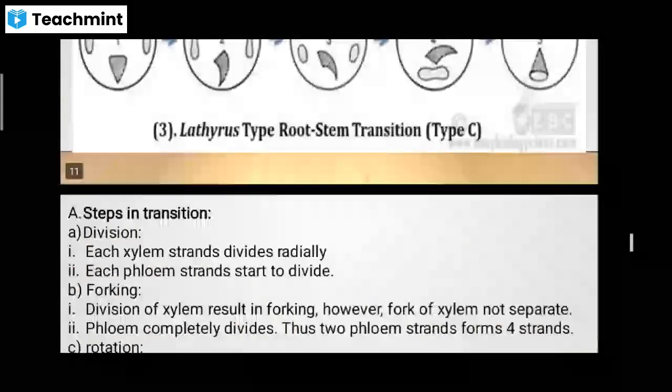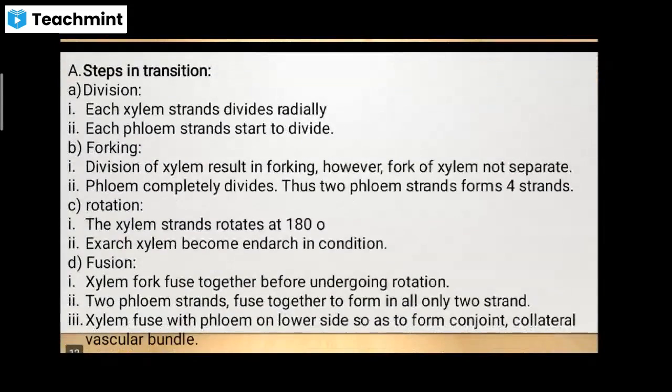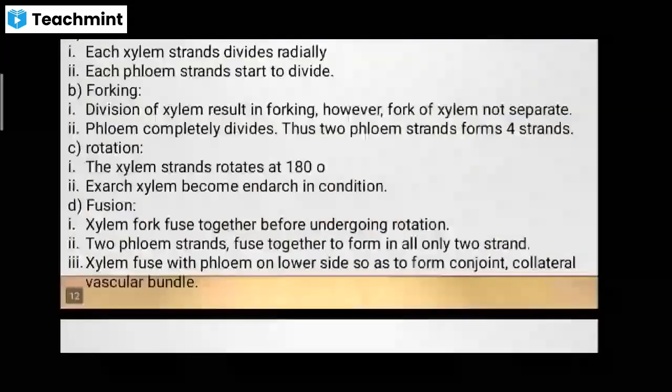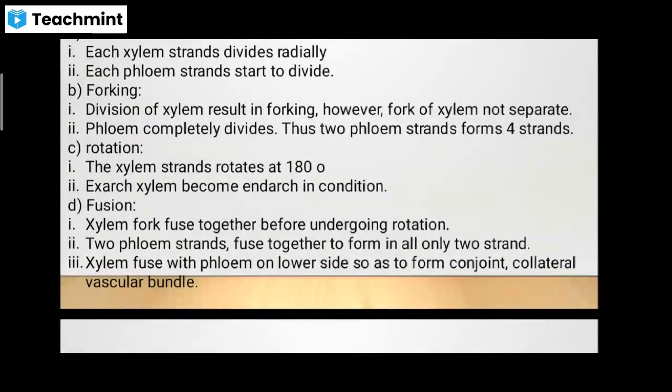Then after the forking, the third step is the rotation. The xylem rotates by 180 degrees, so the exarch type of xylem is converted into the endarch type of xylem. After this rotation, the fourth and last step is fusion. The xylem forks will be fused together, and before fusing they undergo the rotation. Two phloem strands are fused together to form only two strands.